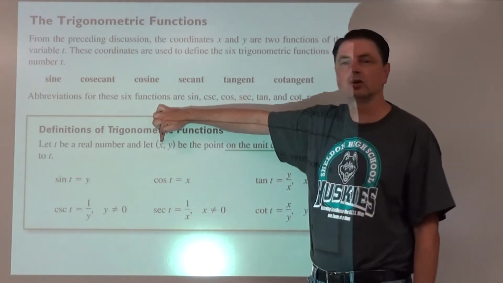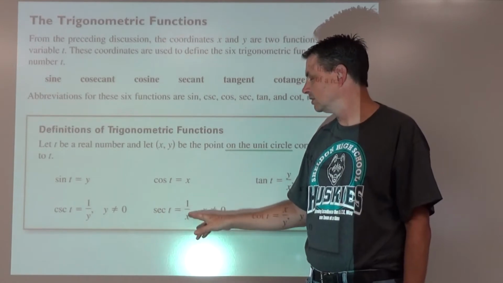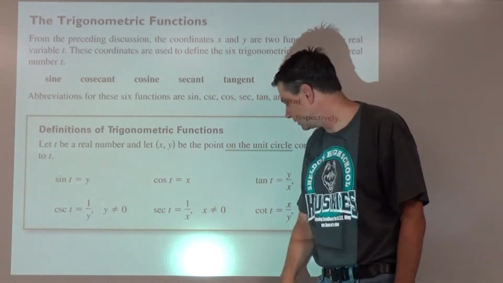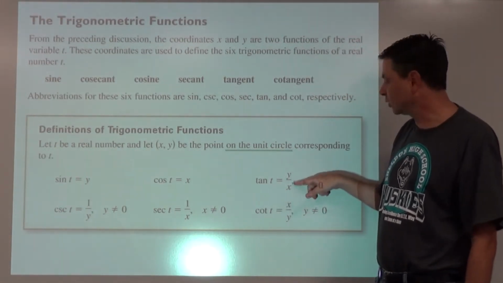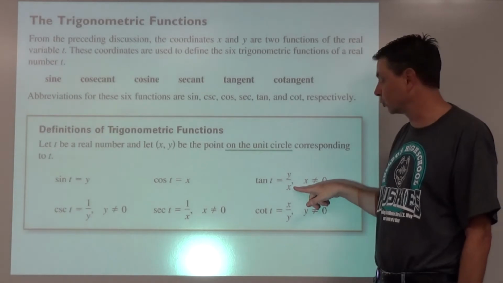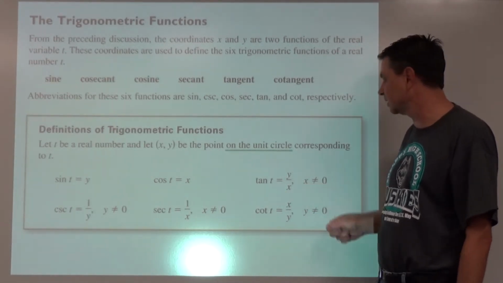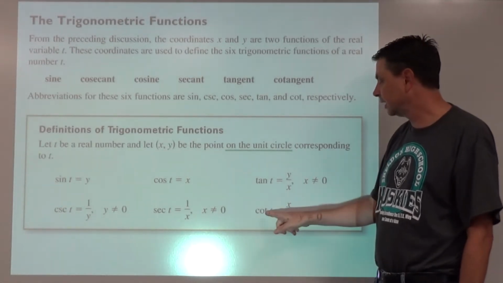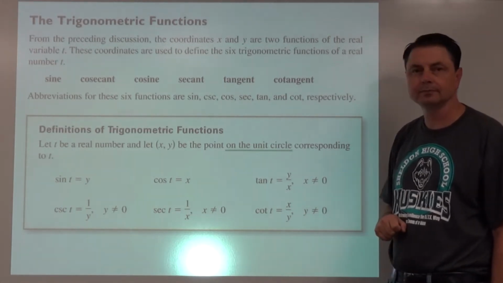Cosine is the x-coordinate. Secant is 1 divided by x, or just flip it, the reciprocal of x. Tangent of the angle is the y-coordinate divided by the x-coordinate, the ratio. Can't divide by 0, so x is not allowed to be 0. If it was, undefined for tangent. And cotangent is x divided by y.